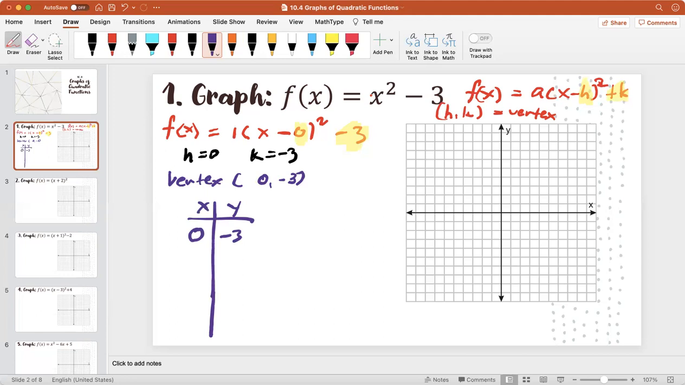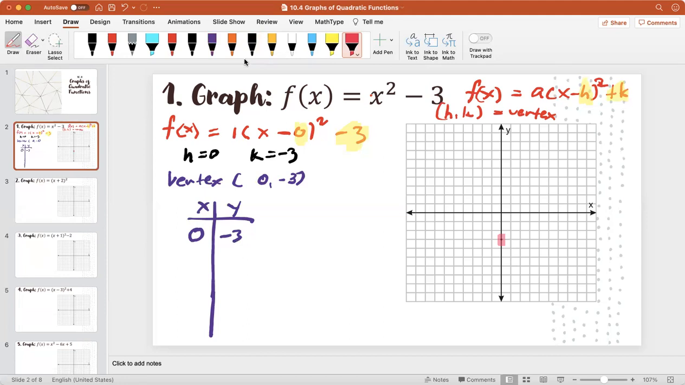But it would be good if we can plot (0, negative 3) now. Where's (0, negative 3)? So we know where the vertex is. This is 0. We count 3 units below: 1, 2, 3. So we have your point there. This is your vertex, (0, negative 3).